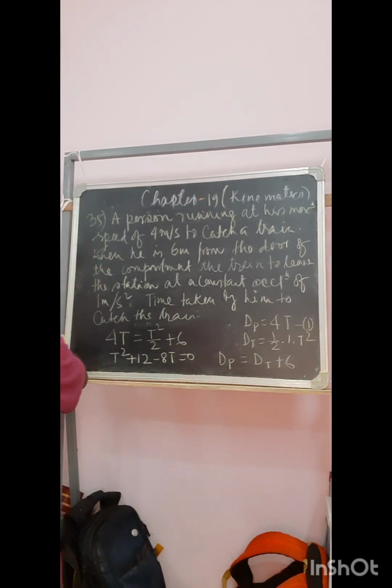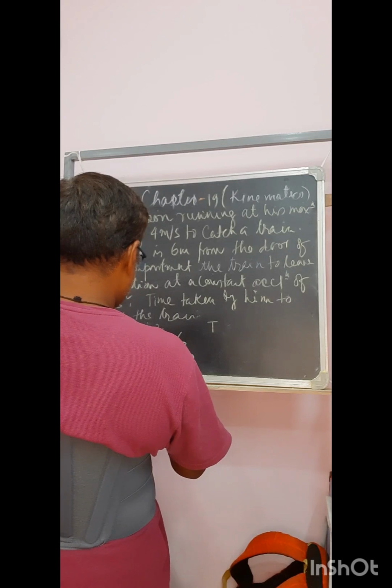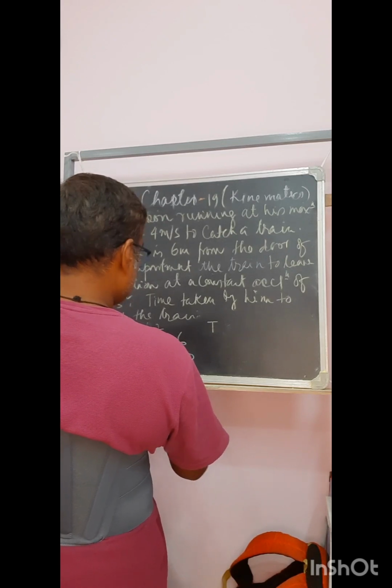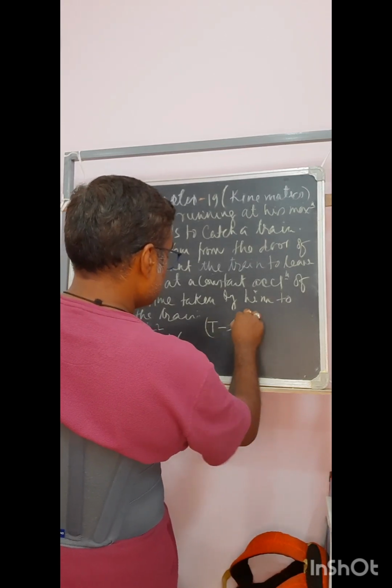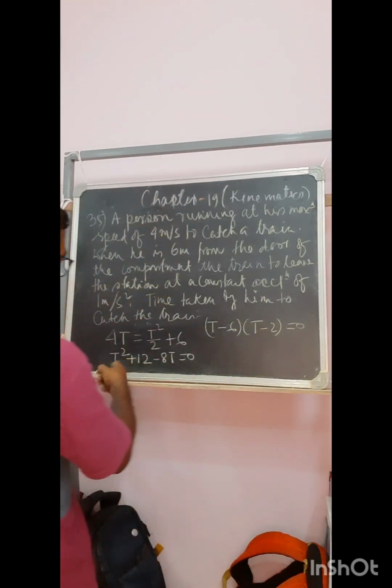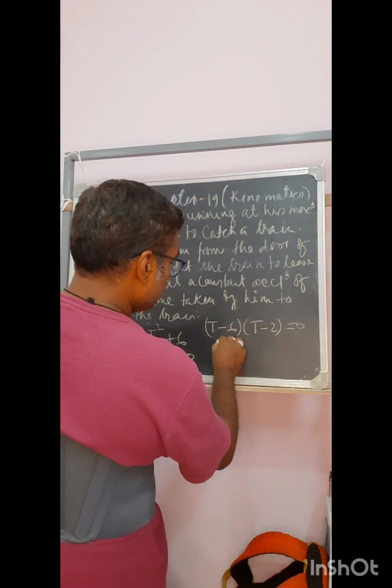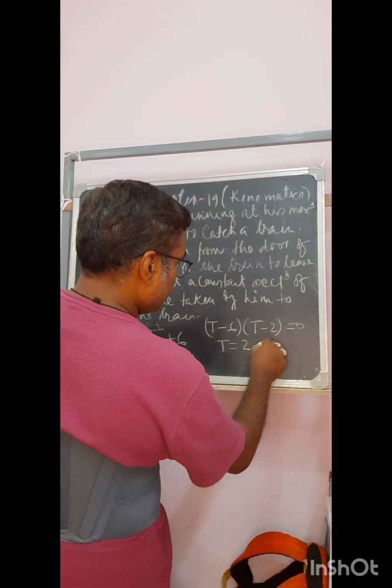This is a quadratic equation, and if I solve it, I will get factors t minus 6 and t minus 2. This is very easy to calculate. If you try it, you can calculate easily. So two values are coming: t is equal to 2 and t is equal to 6.